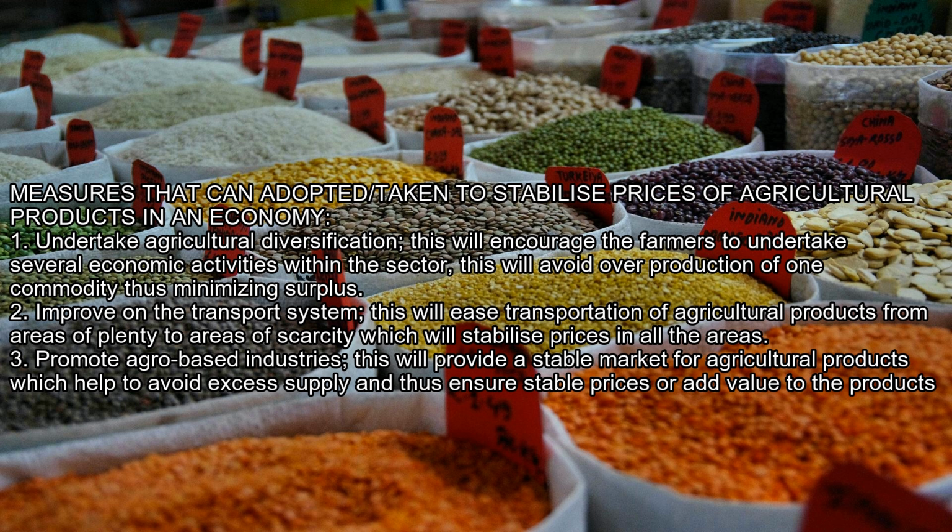2. Improve on the transport system. This will ease transportation of agricultural products from areas of plenty to areas of scarcity, which will stabilize prices in all the areas. 3. Promote agro-based industries. This will provide a stable market for agricultural products which helps to avoid excess supply and thus ensure stable prices, or add value to the products.